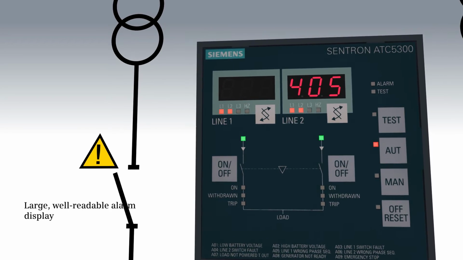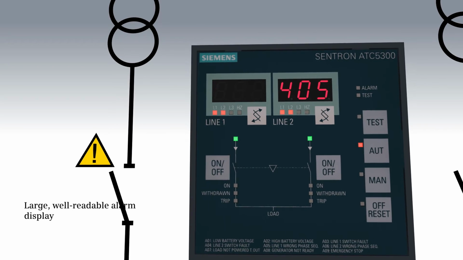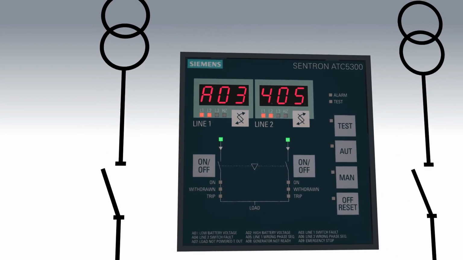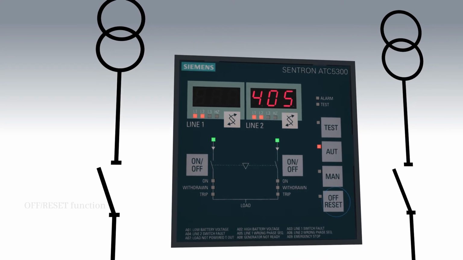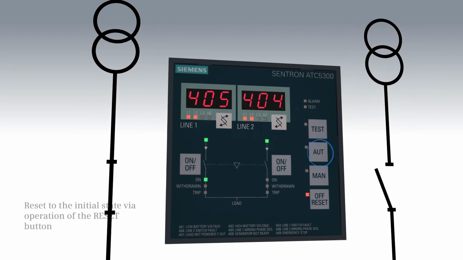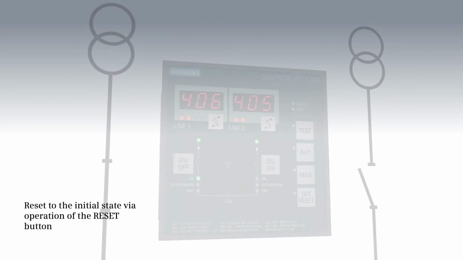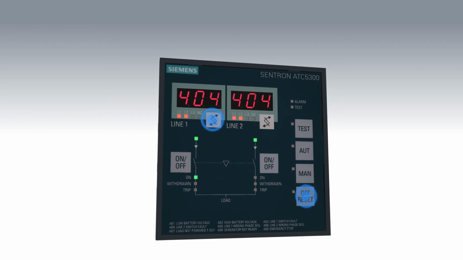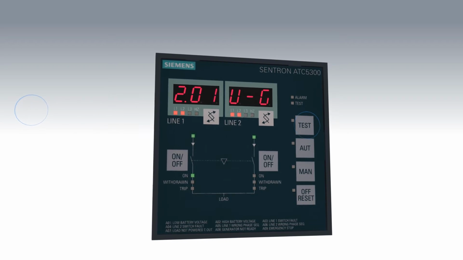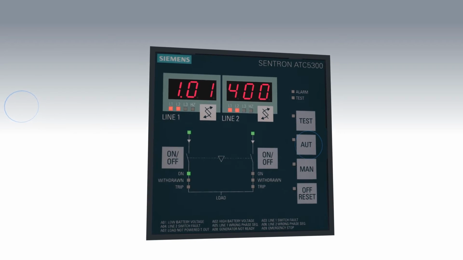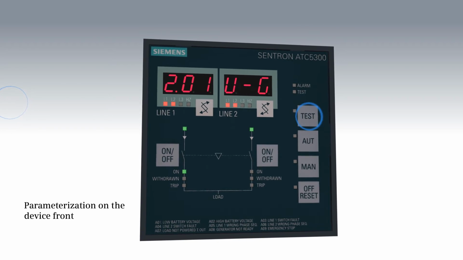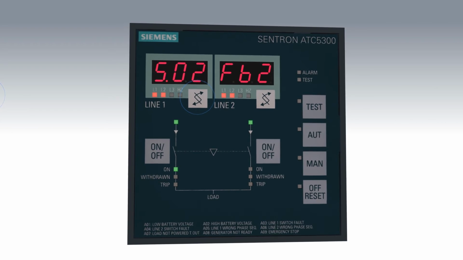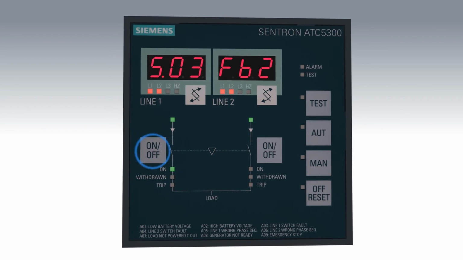Upon fault occurrence, a flashing alarm code clearly indicates the system's critical state on the device front. After fault rectification, the device can be easily reset to its initial state by pressing the reset button. Parameters can also be viewed and changed locally on the switchboard door. Easy and intuitive operation is ensured.